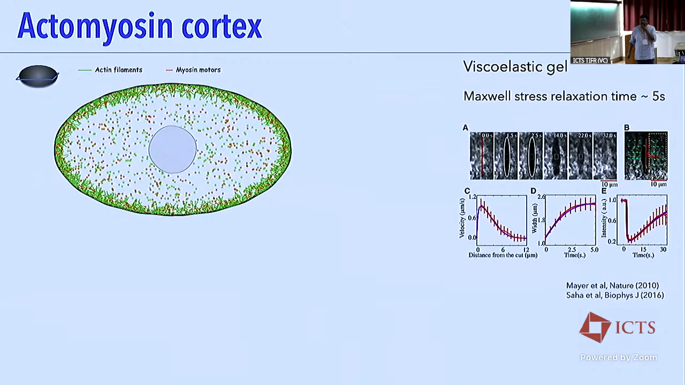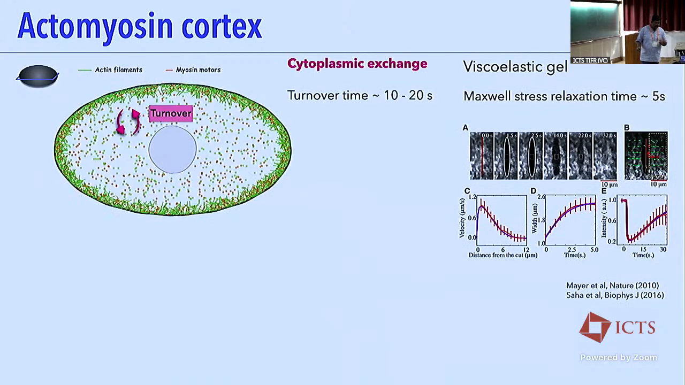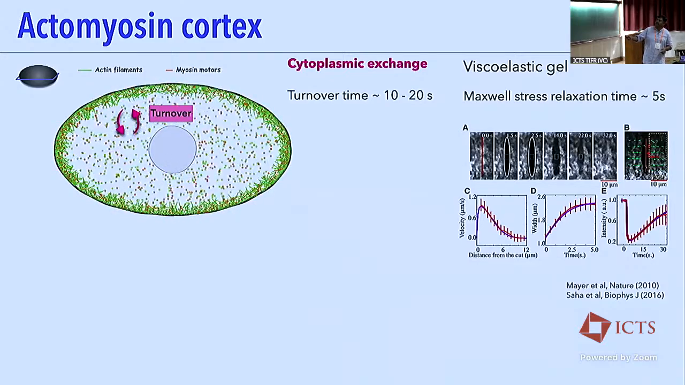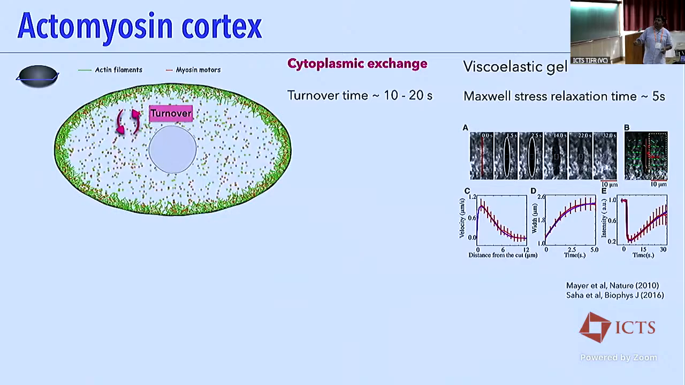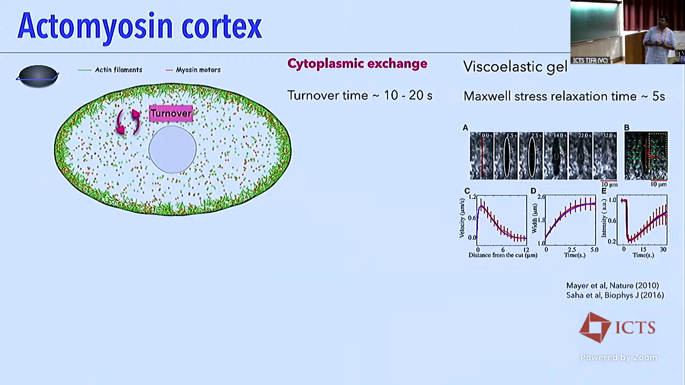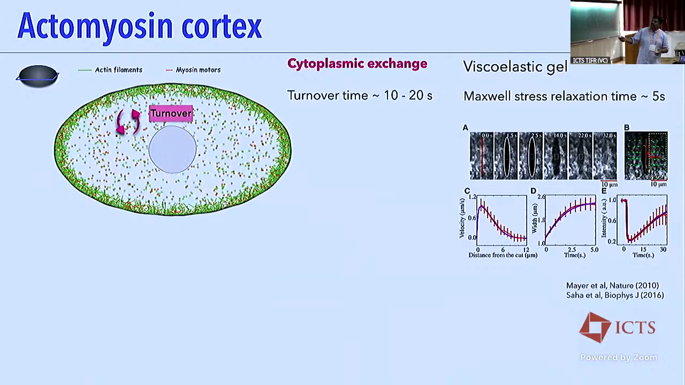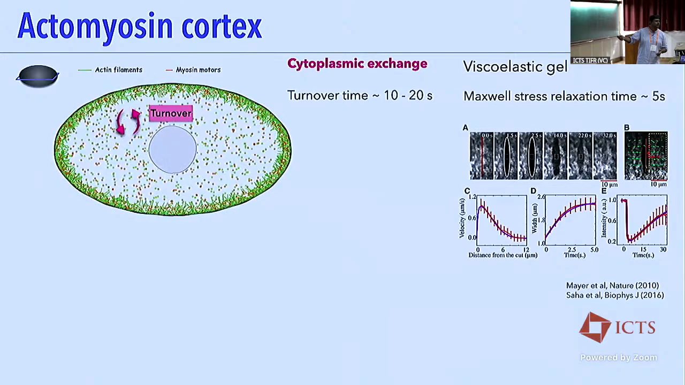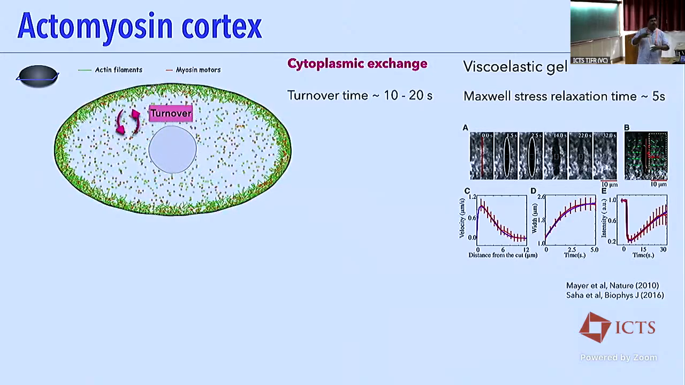So I'll focus on the actomyosin cortex. So the actomyosin cortex, like I said, is a thin film, a polymeric meshwork beneath the surface of the membrane. It's a very dynamic meshwork in the sense that there is a constant turnover of the material. So there is continuous polymerization of the monomers from the cytoplasm to the surface and depolymerization from the surface back into the bulk. So this sort of turns over the material.